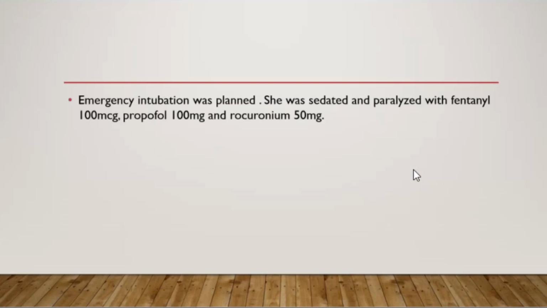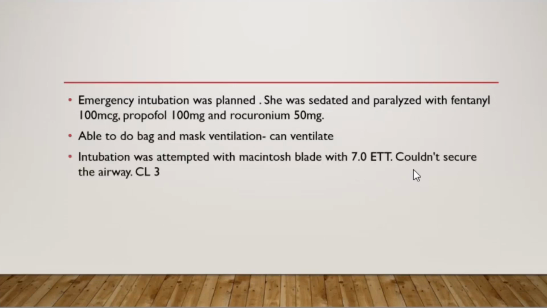Emergency intubation was planned and she was induced with fentanyl, propofol, and rocuronium 50 mg. After that we were able to do bag and mask ventilation and maintain the oxygenation, and we tried to intubate her. We attempted intubation with a Macintosh blade, size 3. We couldn't secure the airway. The Cormack-Lehane grade was 3; we could see only the epiglottis, not the vocal cords.